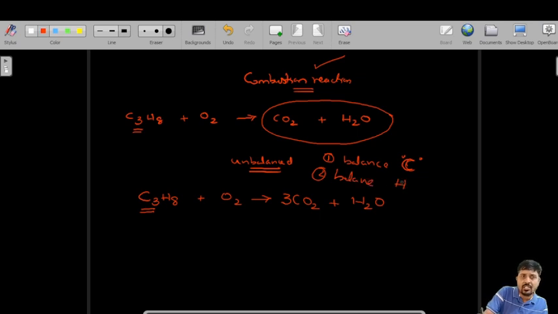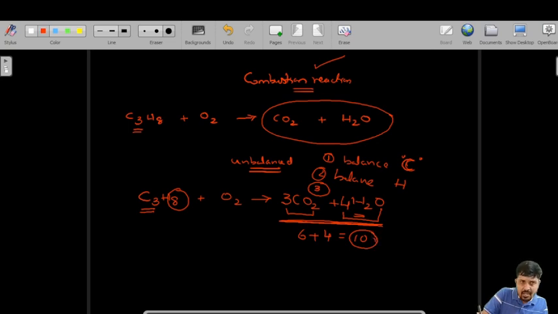Now the second step is balance hydrogens. How many hydrogens are here? 8. How many are here? 2. That's why I can write 4 here. Now see, 4 2s are 8. Now look at the third step. A little complicated but easy if you understand. Count the number of oxygens on the products. So total how many oxygens are on the product side? Now this is 6 plus these are 4, then total 10 oxygen atoms are there.